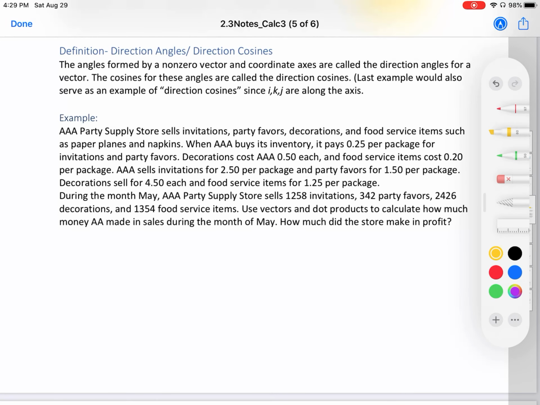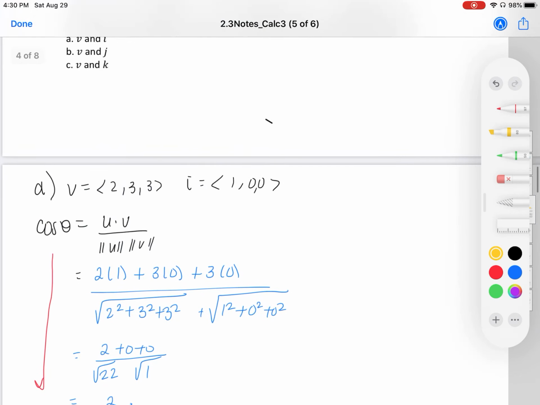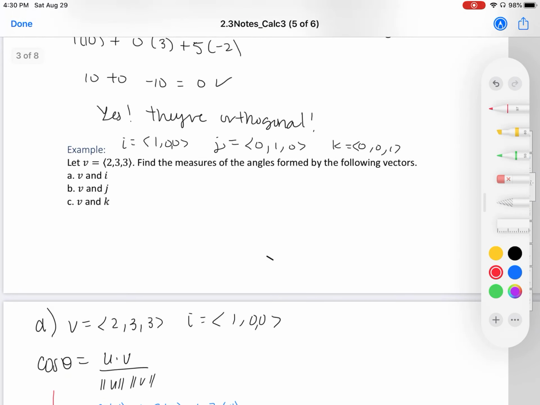Definition: direction angles and direction cosines. The angles formed by a non-zero vector and the coordinate axes are called direction angles for a vector. Cosines for these angles are called the direction cosines. The last example would serve as an example of direction cosines. So what we did here, that is also direction cosines.